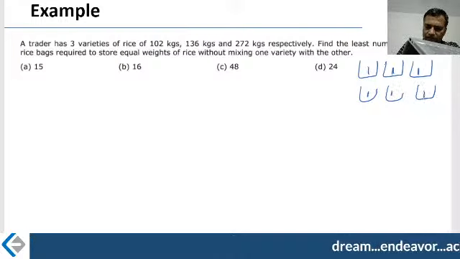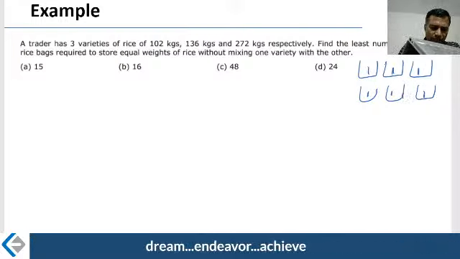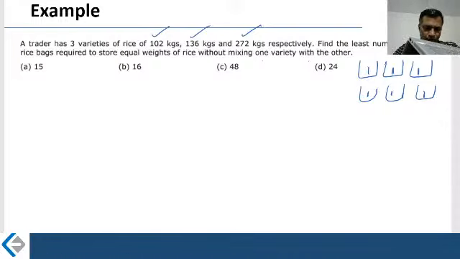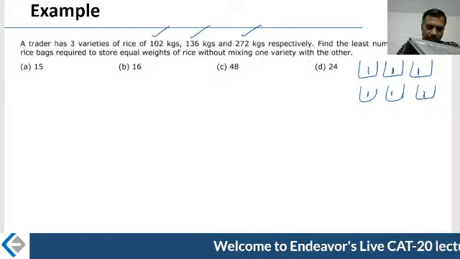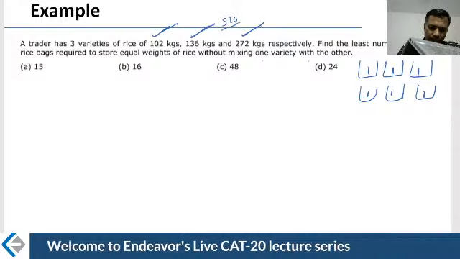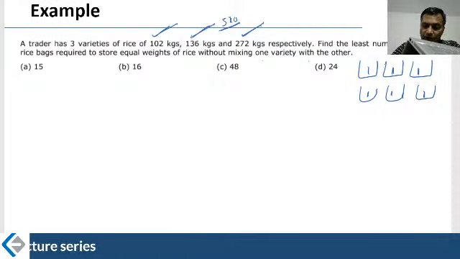He already has 3 varieties of rice. If you pack 1 kg, 102 bags are required for this, 136 bags are required, 272 bags are required. If you add up these numbers, 102 bags here, 136 bags here, 272 bags here, it becomes 510. So 510 bags are required when you put 1 kg at a time.